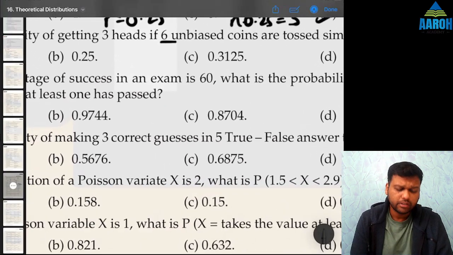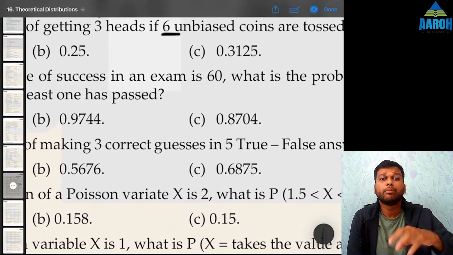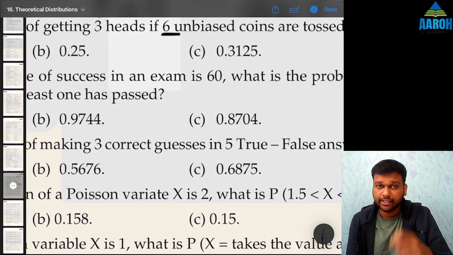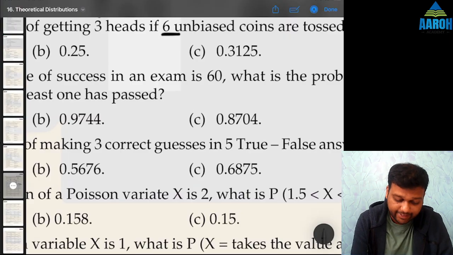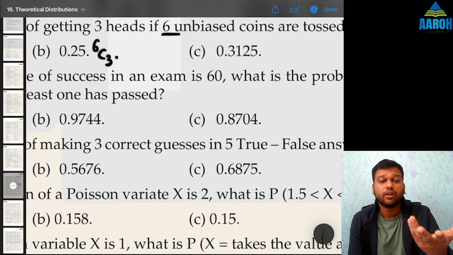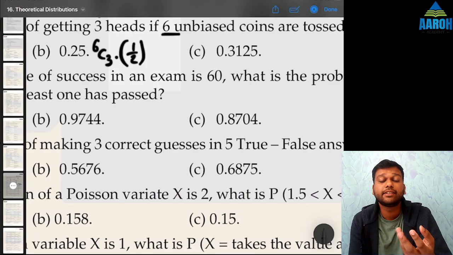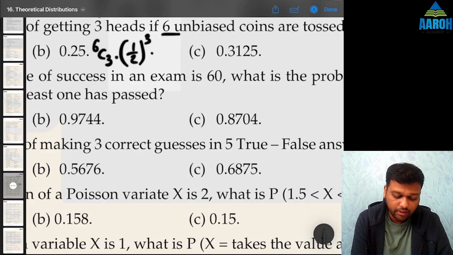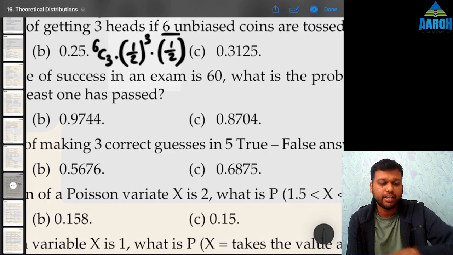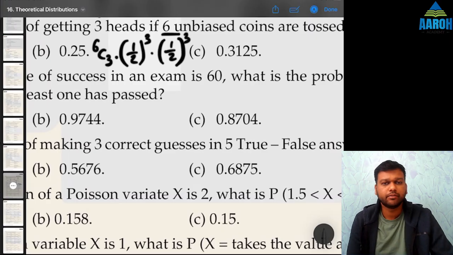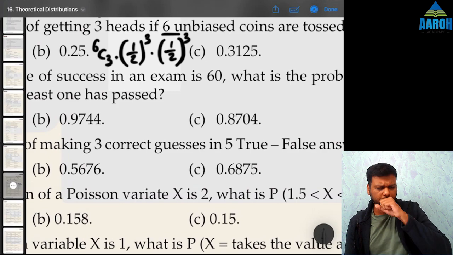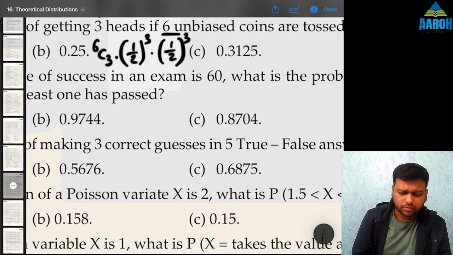Fine. So what is the formula for the probability of x, that is successes, equal to 3? NCX into P raised to X. P is the probability of success, half, raised to X, the number of successes, which is 3, into Q, that is again half, raised to n minus x. N minus x is 6 minus 3, which is again 3. Fine. So we can just calculate this.